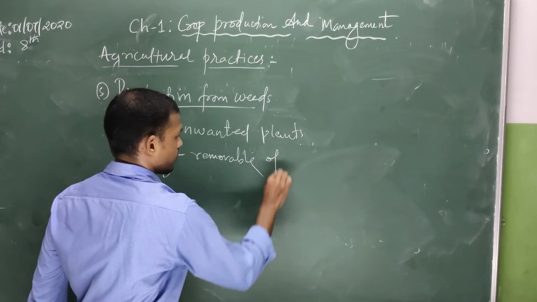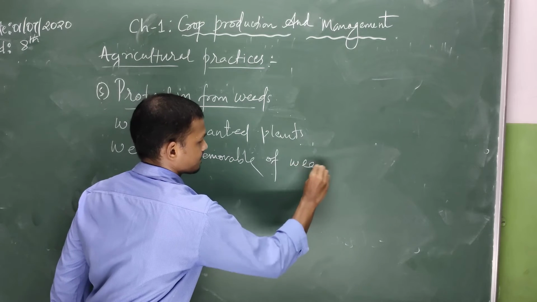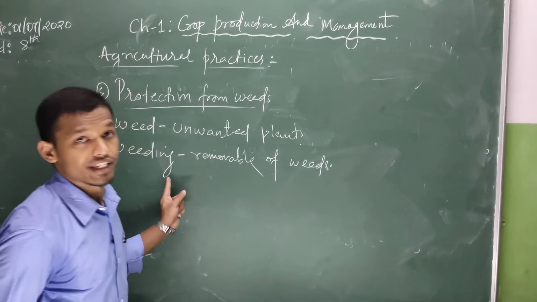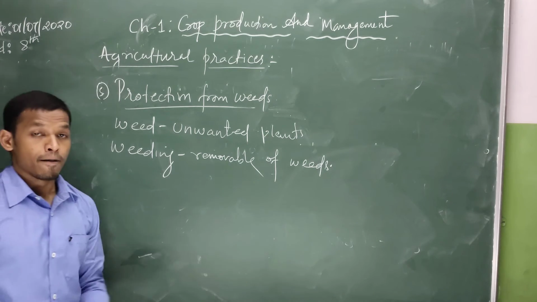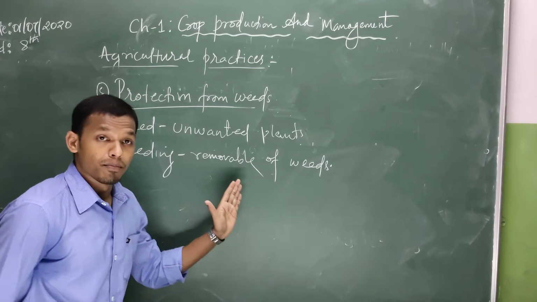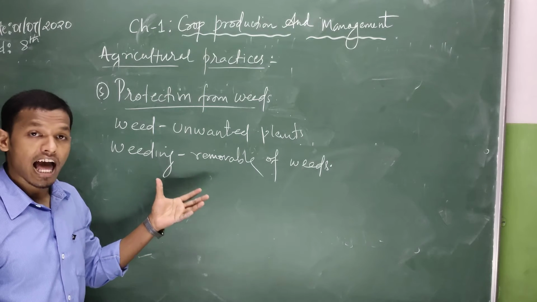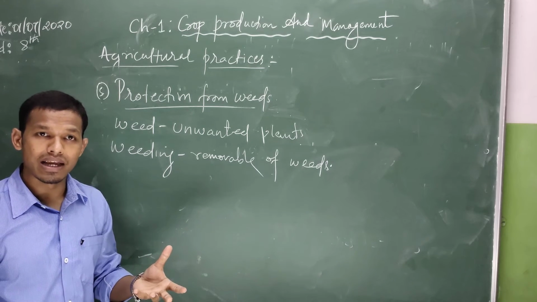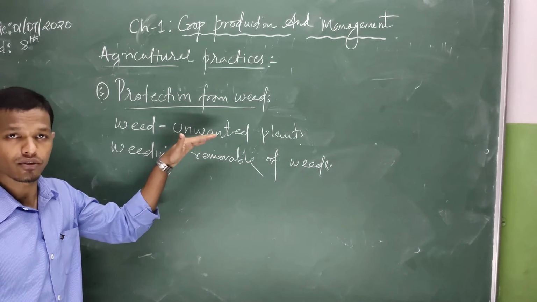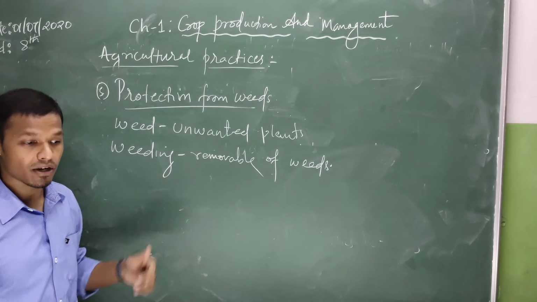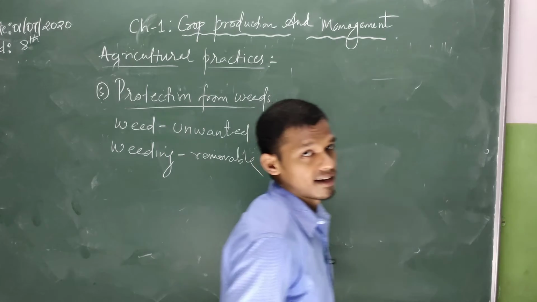Removal of weeds is called weeding. So weeding is necessary. Why? Because it will help the plant to grow healthy and its growth will not be affected. We have already studied the harmful effects of weeds. Therefore, weeding is necessary. But when is weeding done?